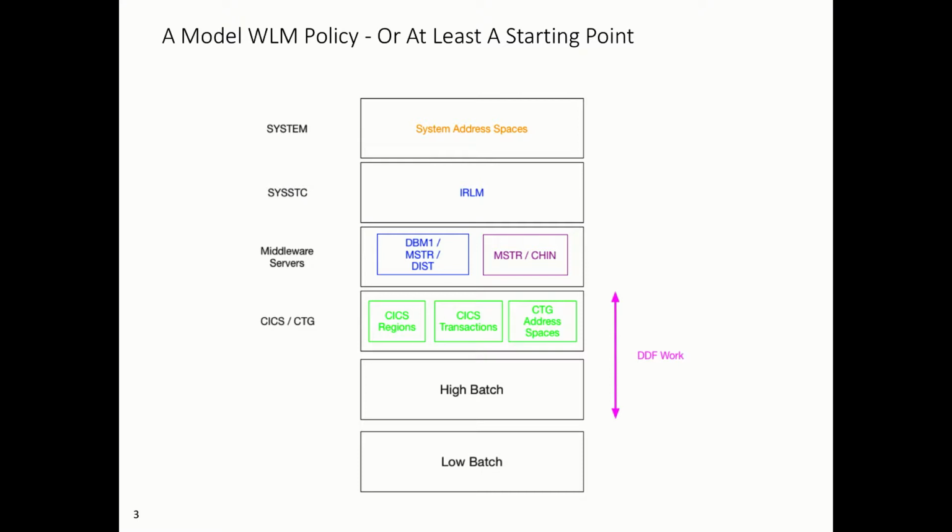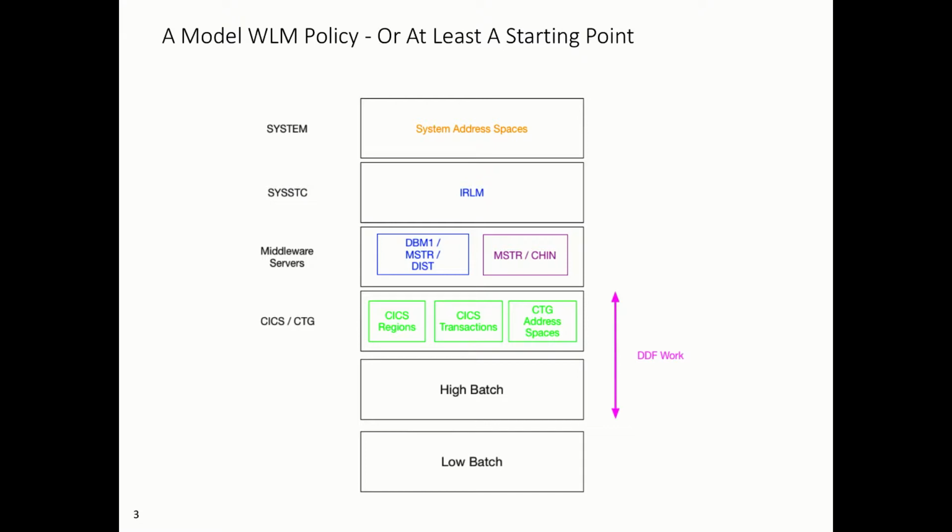And note, as we shall refer to later, these should all be, well, particularly the DB2 ones, should be below WLM, so they should not be in sysstc. There's a principle in play here, which is that things that serve other things should be above them in the hierarchy. So just below the MQ and DB2 address spaces, one might put the CICS regions and CICS transactions and CICS transaction gateway address spaces. That's the green tier here.